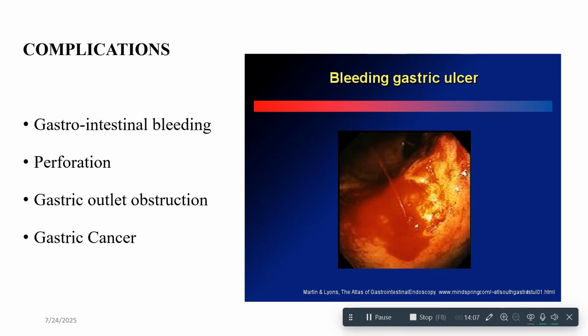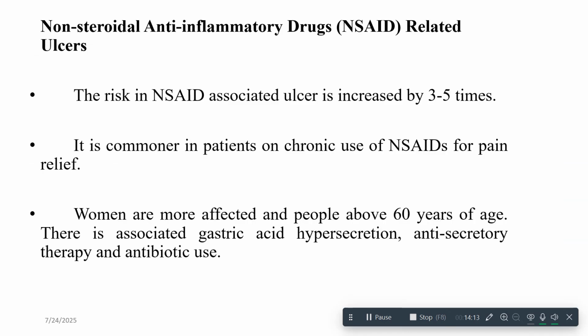Complications of peptic ulcer disease include gastrointestinal bleeding, perforation, gastric outlet obstruction, and gastric cancer. Now, NSAID-related ulcer. The risk in NSAID-associated ulcer is increased by 3 to 4 times. It is commoner in patients on chronic use of NSAIDs for pain relief.